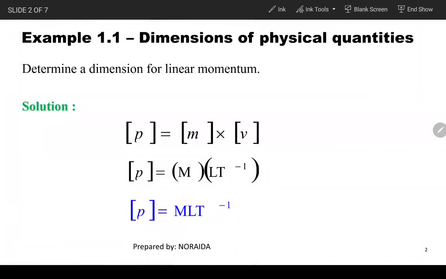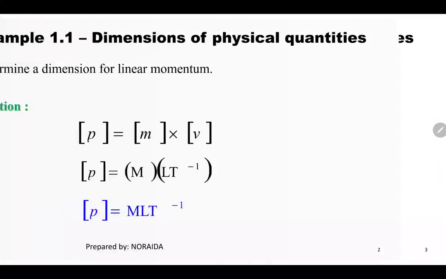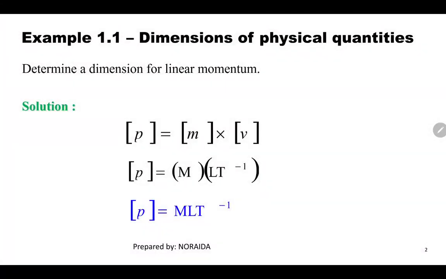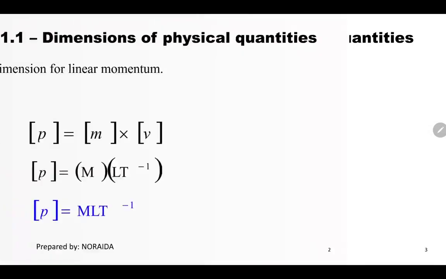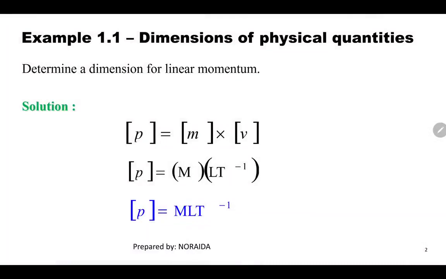For example 1.1, determine a dimension for linear momentum. So we must write the symbol for dimension for each of the physical quantities. So dimension of mass is capital M. Dimension of V is LT to the power of -1. Therefore, dimension for linear momentum is MLT to the power of -1.